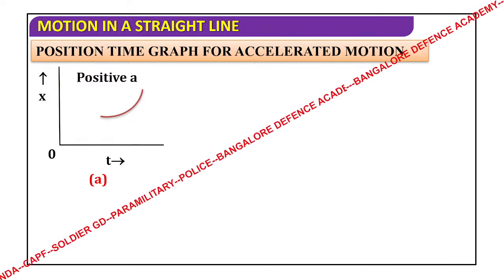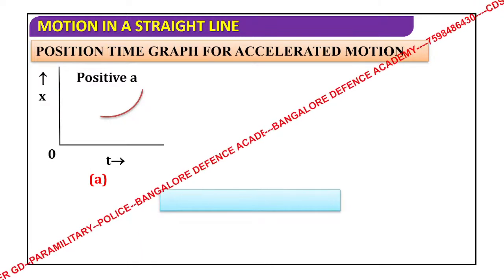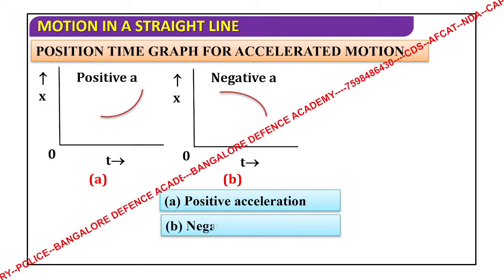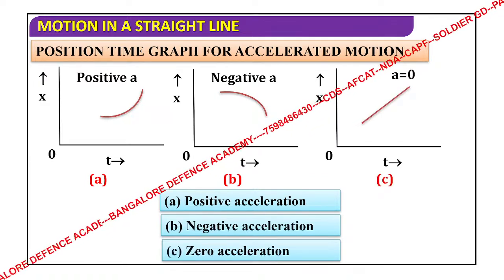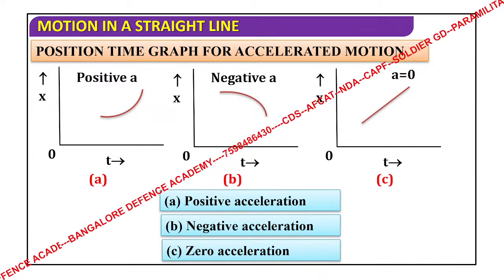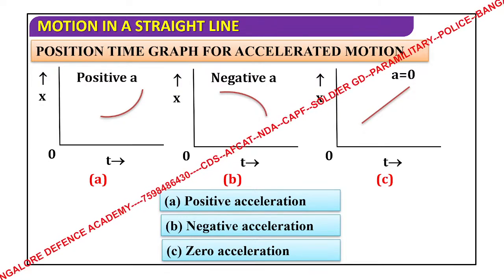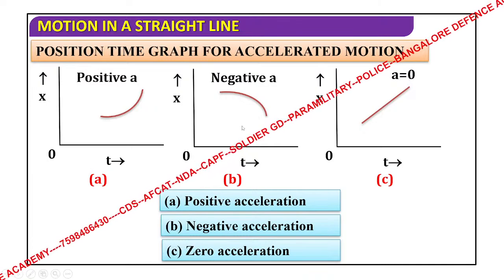Position time graph for accelerated motion. In the first case you have positive acceleration. In the second case you have negative acceleration. And in the third case you have zero acceleration. Sometimes they will ask you how the graph looks for different accelerations: positive, negative, and zero.